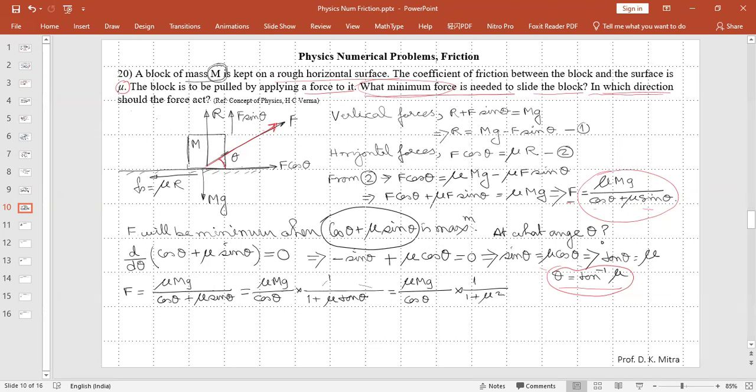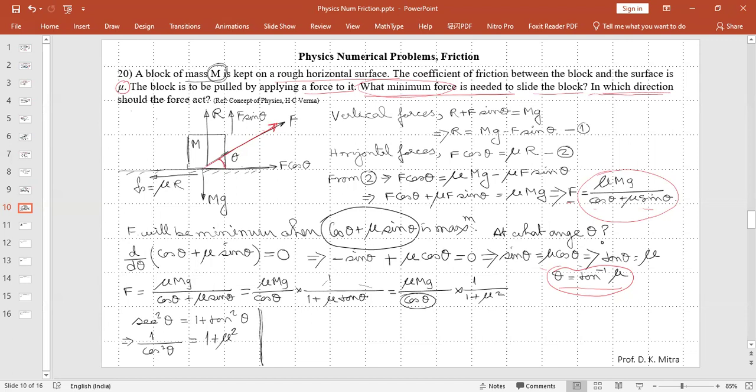Now, we do a little bit of trigonometry. We find out cos theta in terms of tan theta. That is not difficult because we know that sec squared theta is equal to 1 plus tan squared theta. From here, we get 1 by cos squared theta is equal to 1 plus mu square.